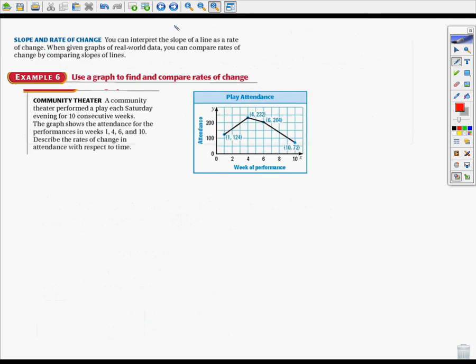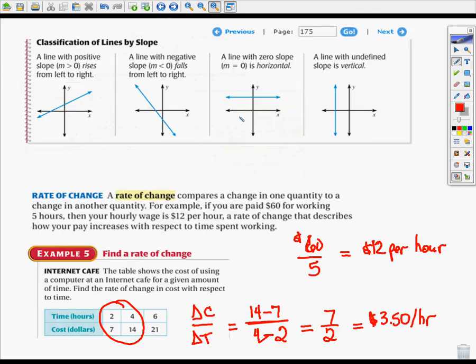Slope and rate of change. You can interpret the slope of a line as the rate of change. So you can look at the slope, but it is the rate of change. Just like I said back here, if we were to graph this out, you would see that it's a line. There's the slope, but the rate that it's changing is $3.50 an hour.